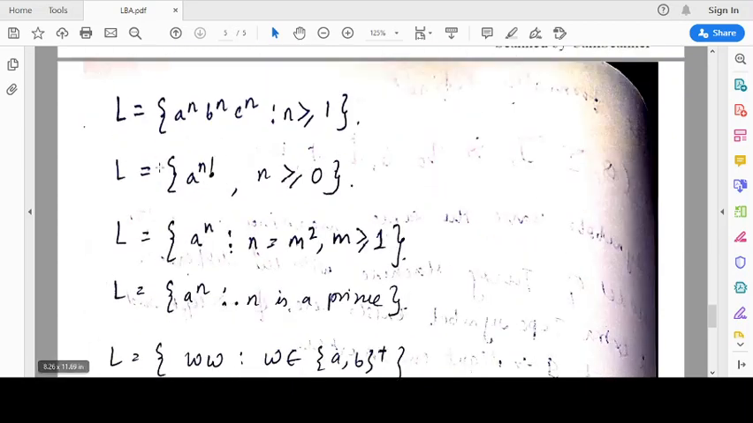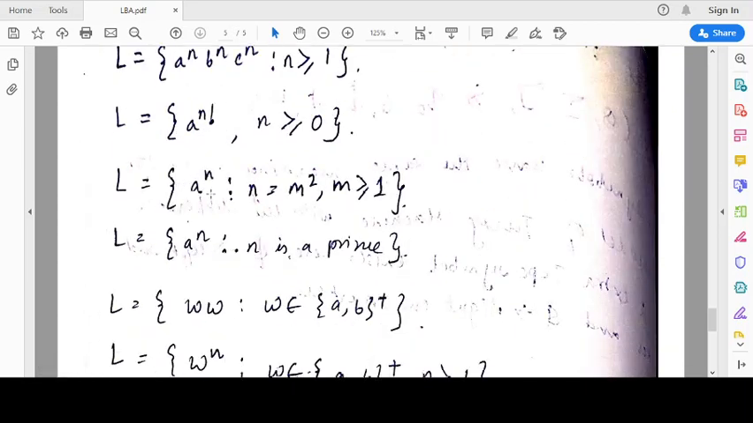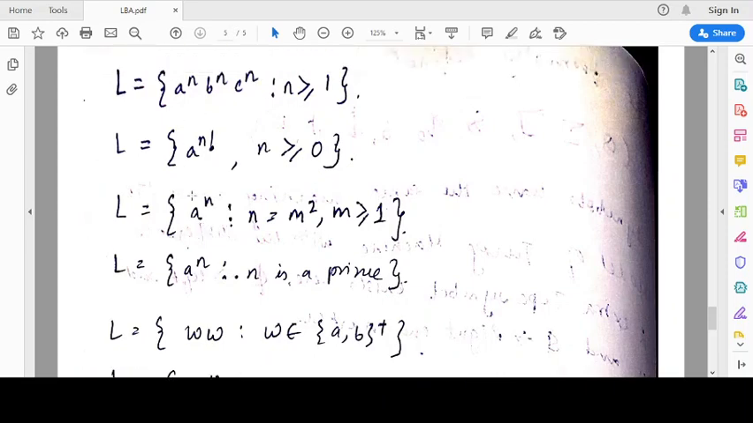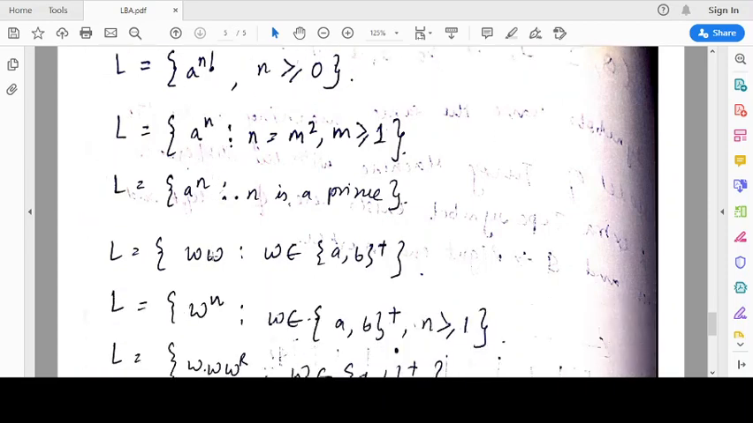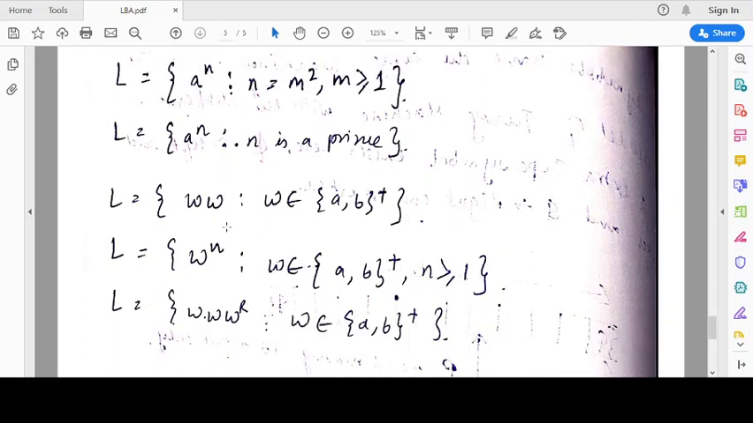All these languages are just for your general knowledge. You can remember at least one or two or three examples out of these, as the set of languages that can be accepted by a linear bounded automata.